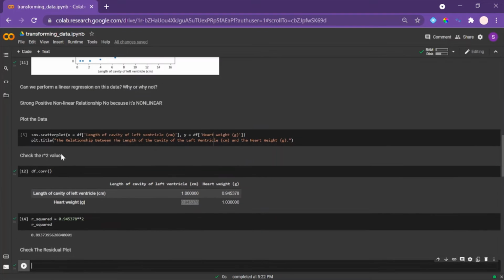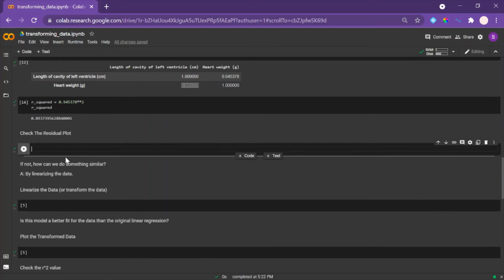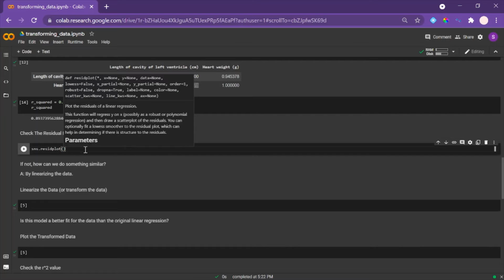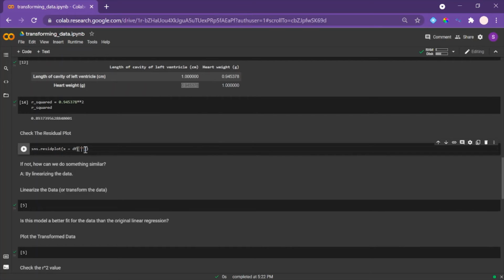Now we're going to check the residual plot. The residual is actually the difference between the actual value, so the actual heart rate in this case, minus the predicted heart rate, right? So we're going to check the residual plot, and then we're going to analyze it. I'm going to show you how to analyze the residual plot. So to do this, we're going to use sns, the residplot function. We're going to do the same thing. So data frame length, oops, that's not what I meant.